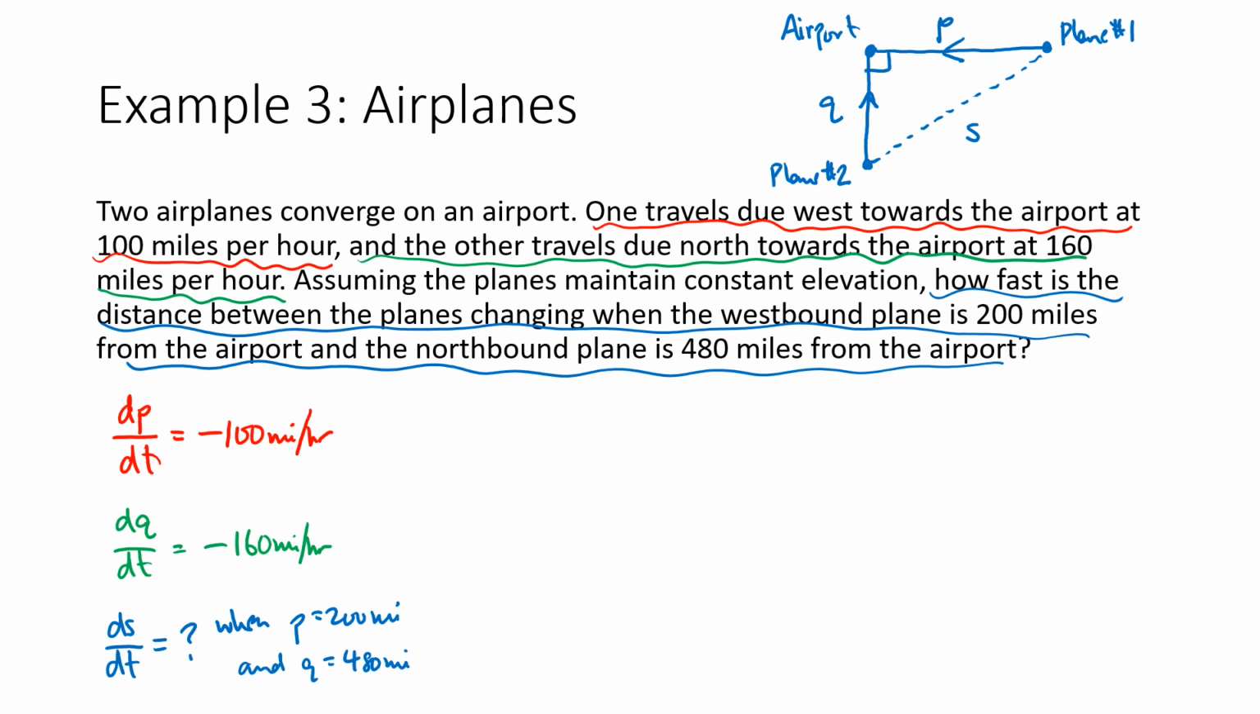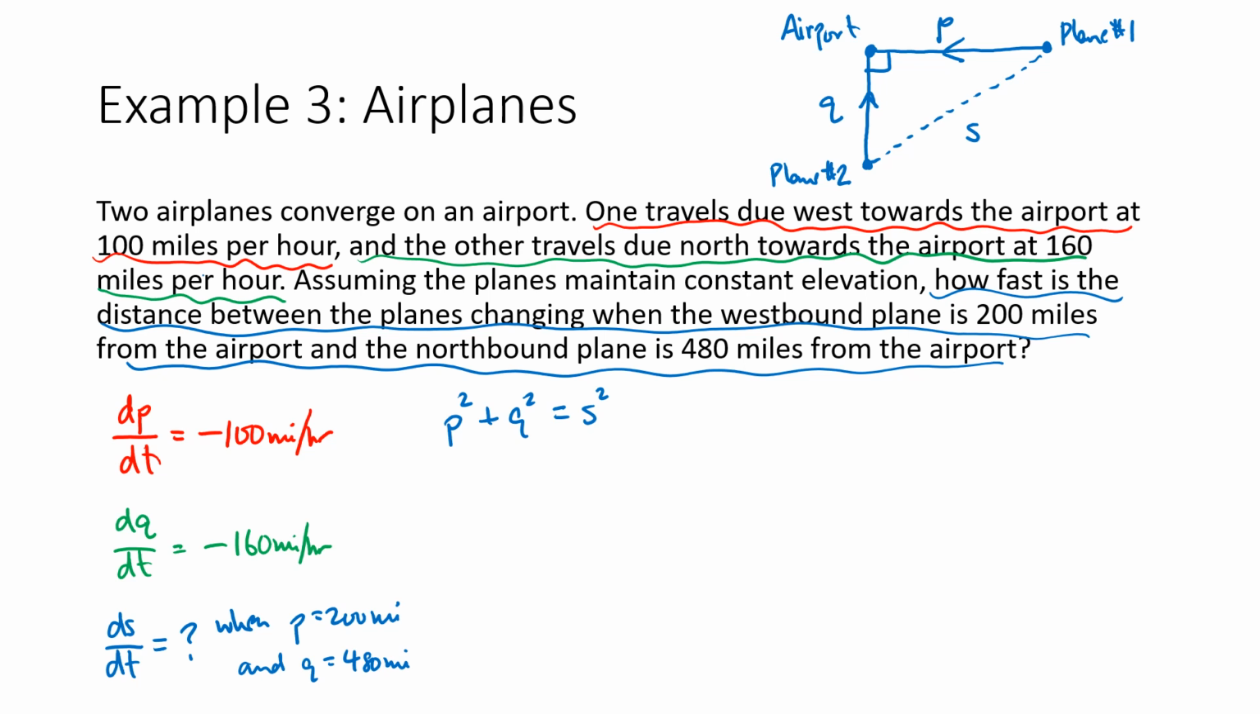Well, what you hopefully notice is that those 3 distances are 3 sides of a right triangle. And so in fact, what we have is the Pythagorean theorem. We have a squared plus b squared equals c squared, or in this case, p squared plus q squared equals s squared. And so that's going to be the relationship that I have between my variables p, q, and s. And so my relationship between my rates, I'm going to get by taking the derivative of both sides.